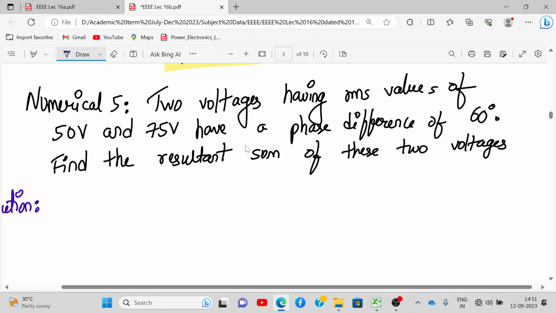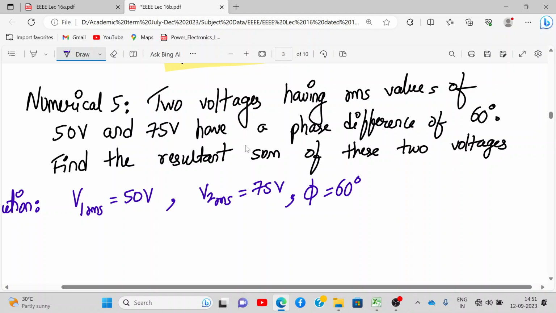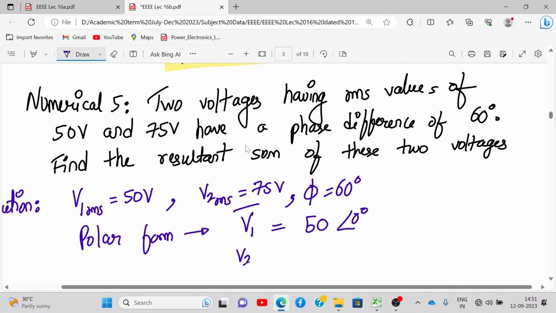Okay, a little clue. I'll give you a little clue. V1 is RMS, right? How much is it? 50. V2 RMS is how much? 75. And what is given? The phase difference between them is given as 60. So how will you write V1 in polar form? V1 bar in polar form, how will you write? 50 angle 0. And V2, how will you write? 75 angle minus 60. Did you understand? Phase difference between them is 60. So one will be 0, other will be minus 60.